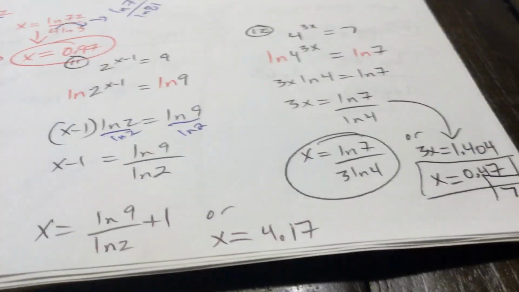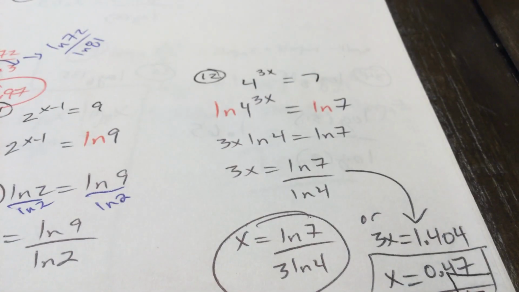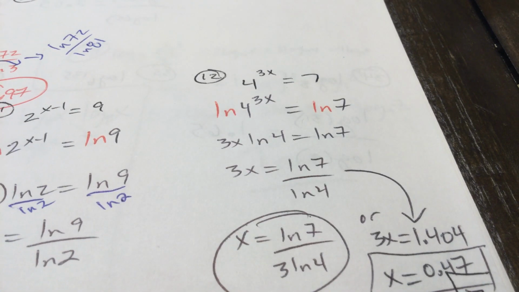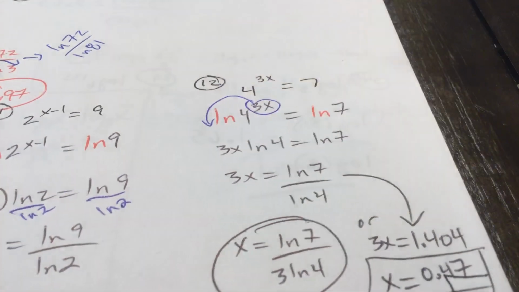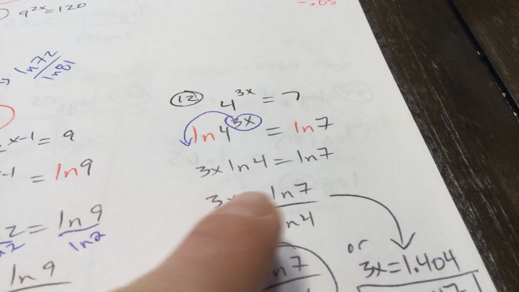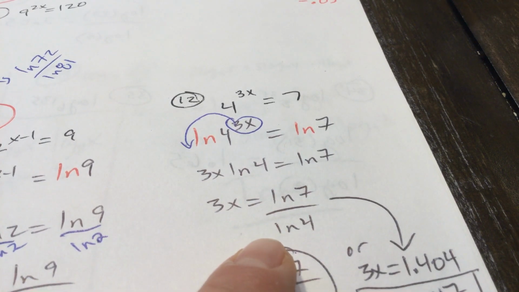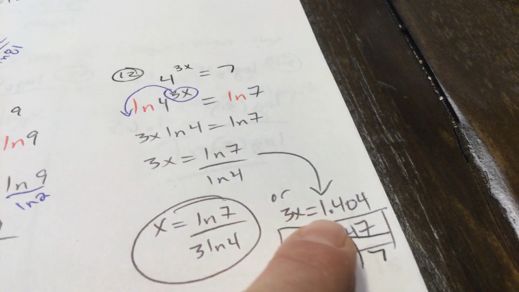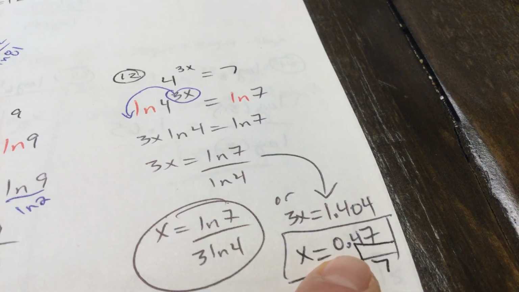And that's the best answer, or that. And lastly, number 12, attach natural log to both sides. Bring down the 3x. Divide both sides by natural log 4. 3x equals natural log 7 divided by natural log 4. Again, you're allowed to use decimals. Round it to 2 decimals, the nearest hundredth.